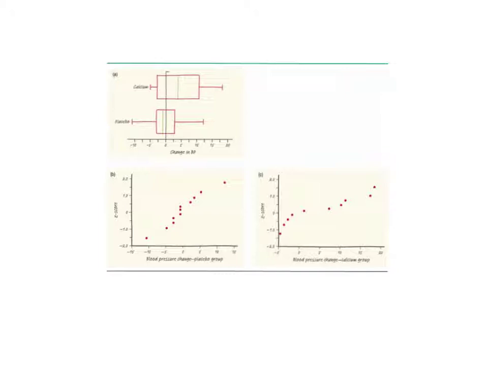For the second one, the normal probability plot for the placebo group, it looks very linear. So that's also good. Now for the third one, the normal probability plot for the calcium group, we see some slight curvature, but it's still approximately normal, and we don't see any clear outliers or skewness. So this should be pretty accurate. Thus, we are going to consider the normal condition met.